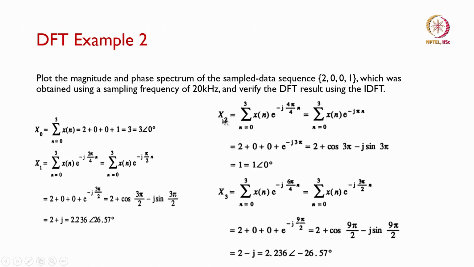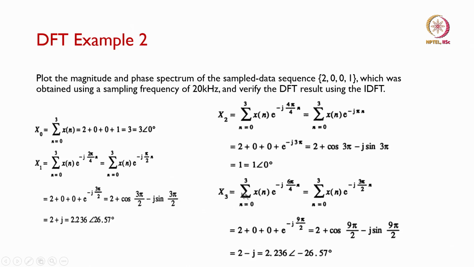So, now calculate the X of 2 next. Here also you will be seeing that 3 components are left out. It is going to be e power minus j 3 pi. So, it is going to be cos 3 pi minus j sin 3 pi. So, this comes out as minus 1, and the j term is 0. So, it becomes 2 minus 1, which is equal to 1. It is also 1 at an angle of 0 degrees.